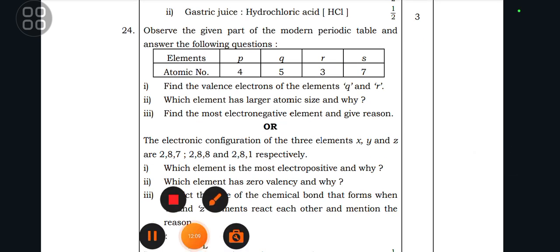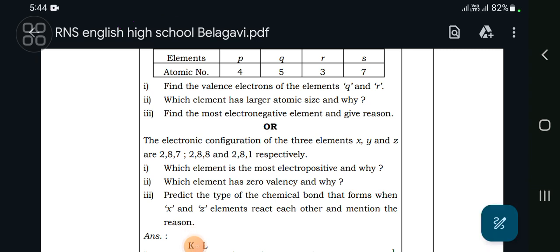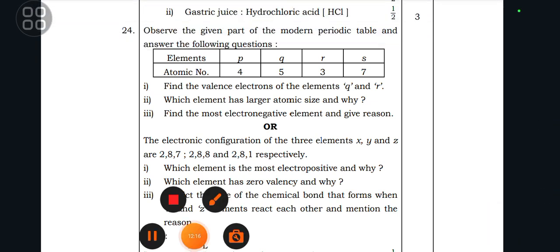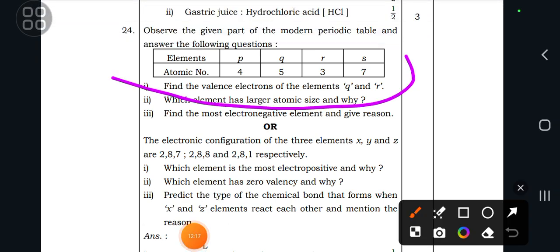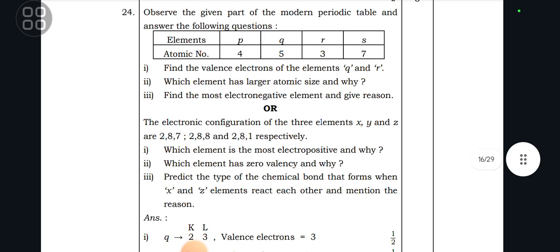Here also one fixed question from this chapter, which is periodic classification of elements. One fixed question they will ask on the different categories. If you solve more than 5 question papers, it is more than enough for every chapter and every lesson.